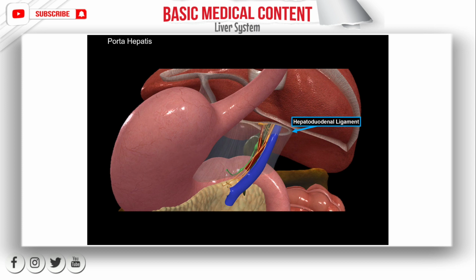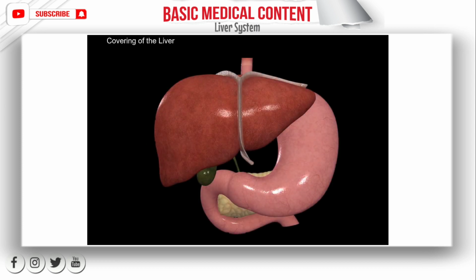And this is a ligament that starts off at the liver and goes down to the duodenum. Therefore it's called the hepatoduodenal ligament because it attaches the liver to the duodenum. Now let's go over and look at the coverings of the liver.